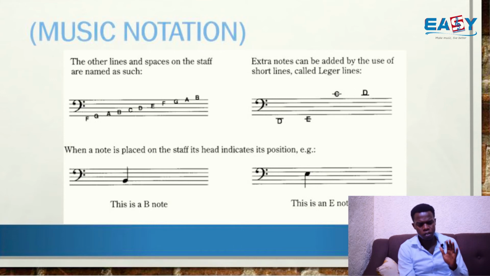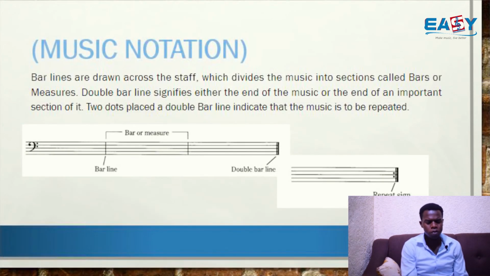The music notation also has what is called bars. These bars are there to represent measures. If it's a 4/4 time signature, the bars are there to indicate that a measure is ending, with 4 beats per measure if it's a 4/4 time signature. And so forth.